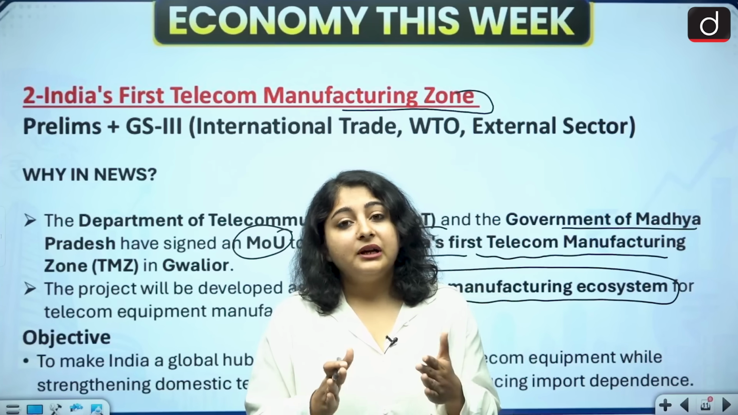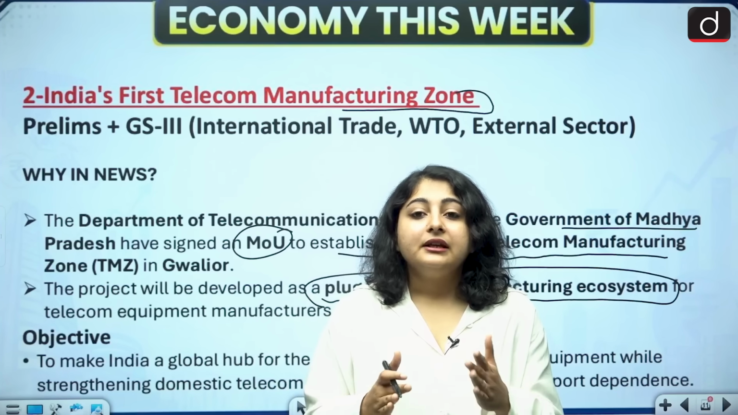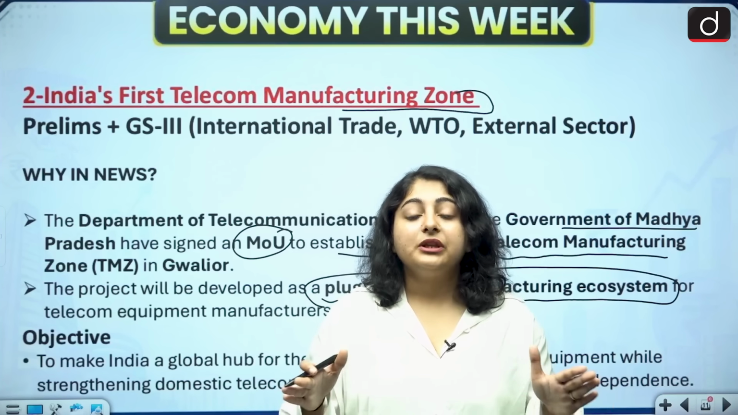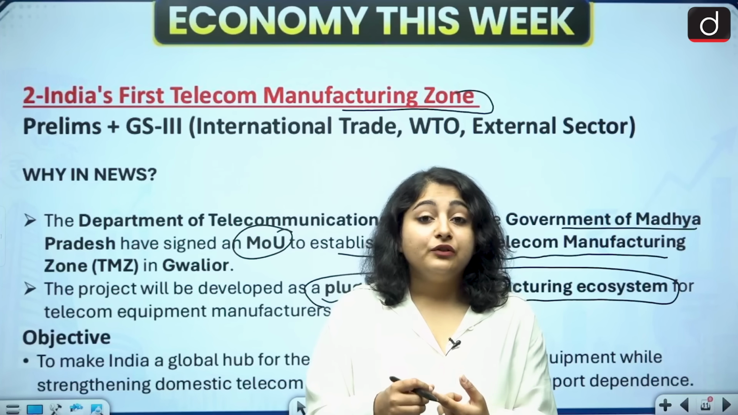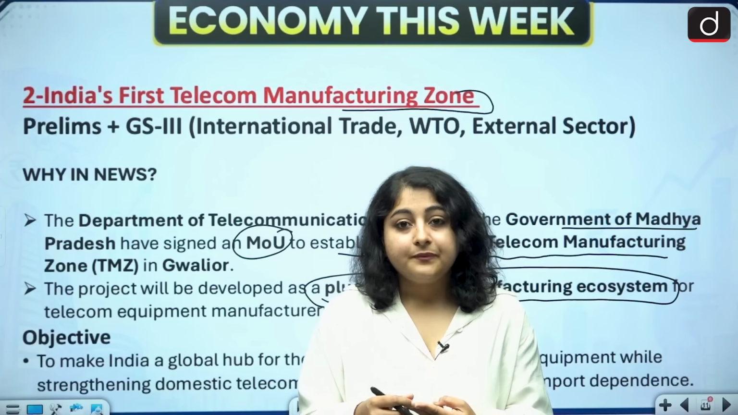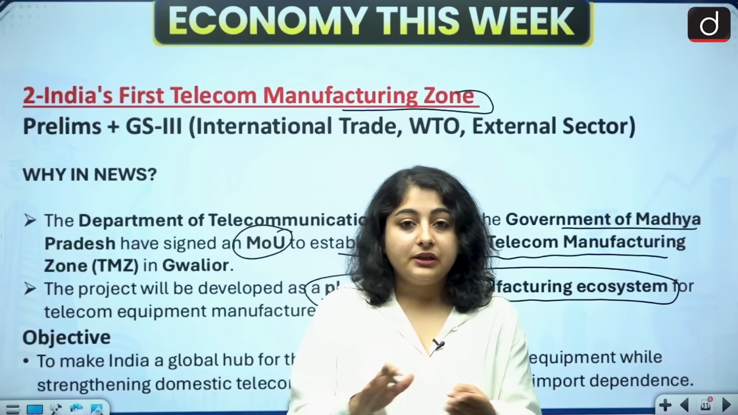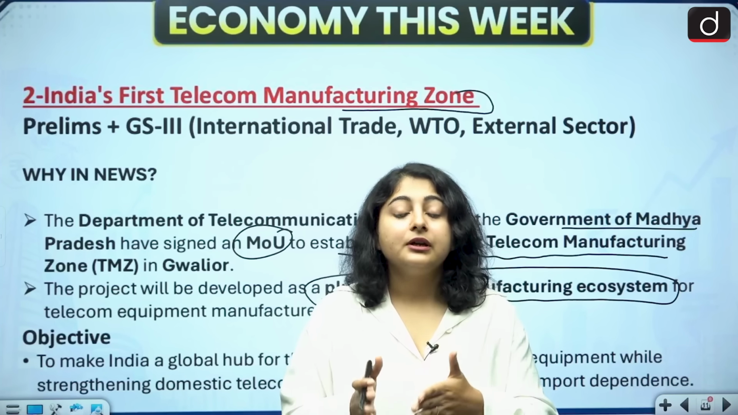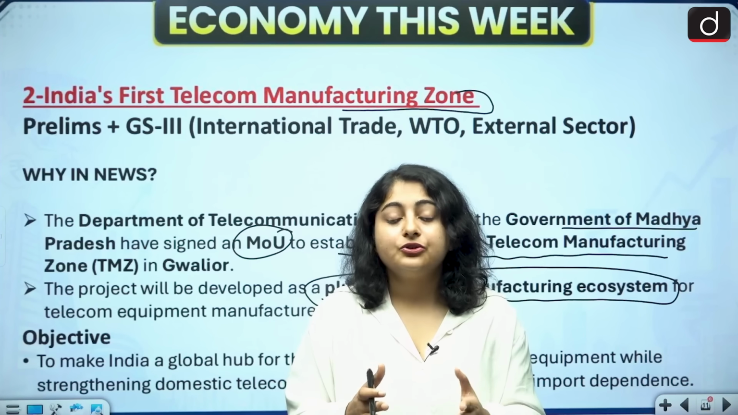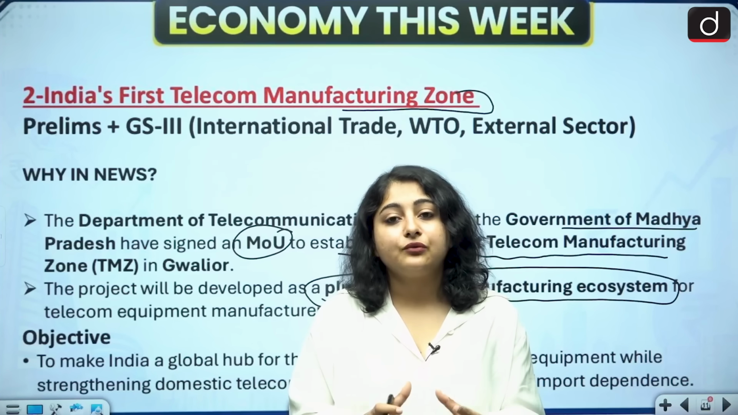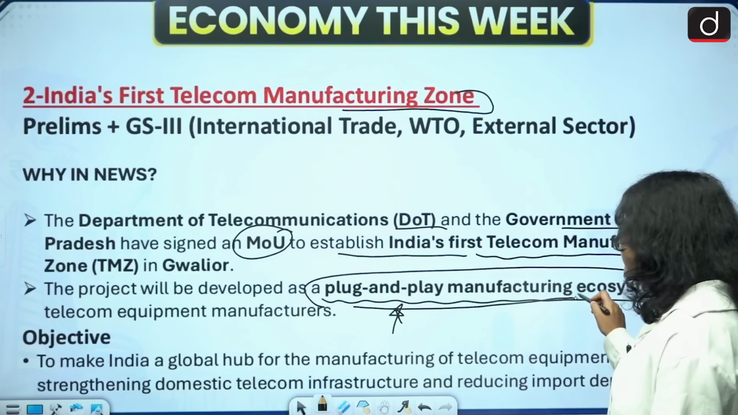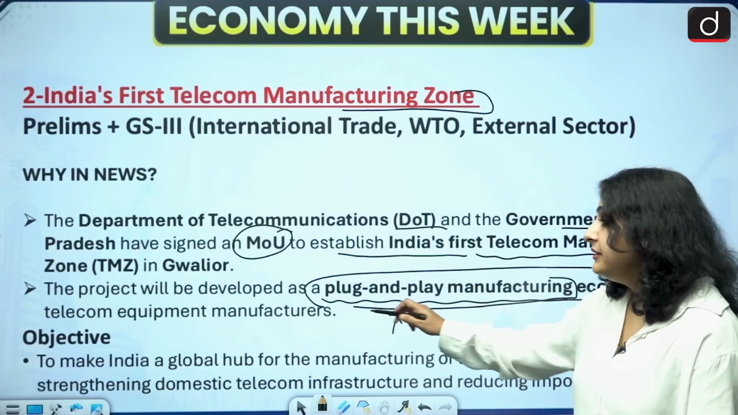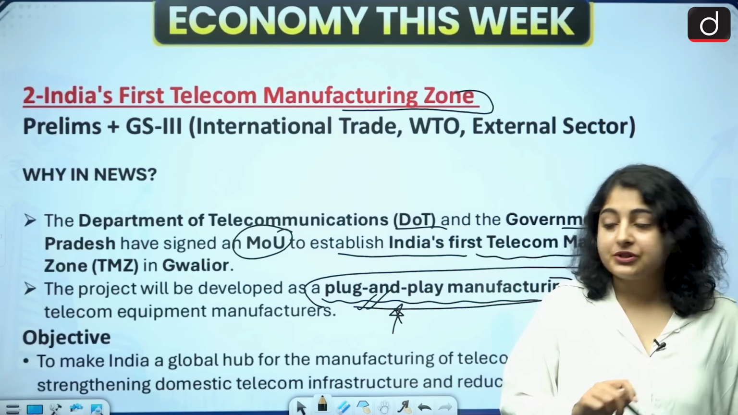But in the plug and play model, the government will already provide you the basic infrastructure necessities. The government will provide you the premises, the developed roads, the land, everything. And you just have to get the approval. You just need to take your machines there and start the production process. This is your plug and play manufacturing model. So, in TMZ, this particular model will be used.